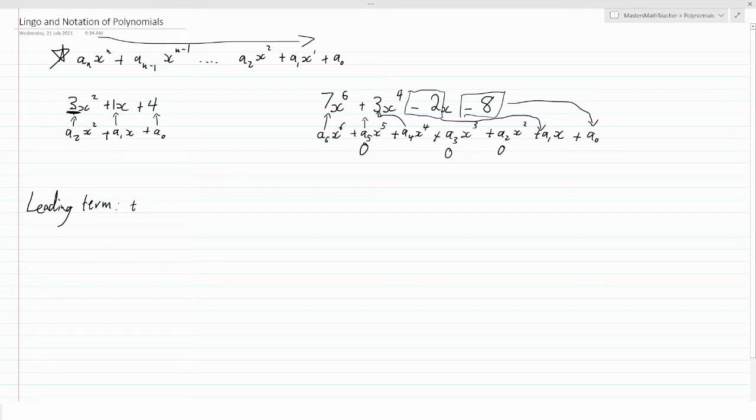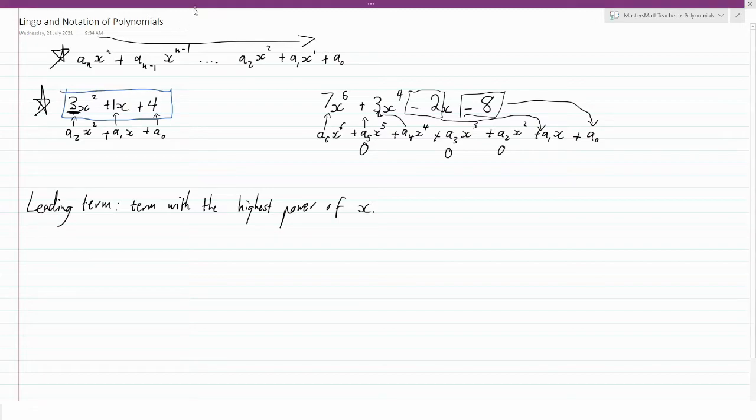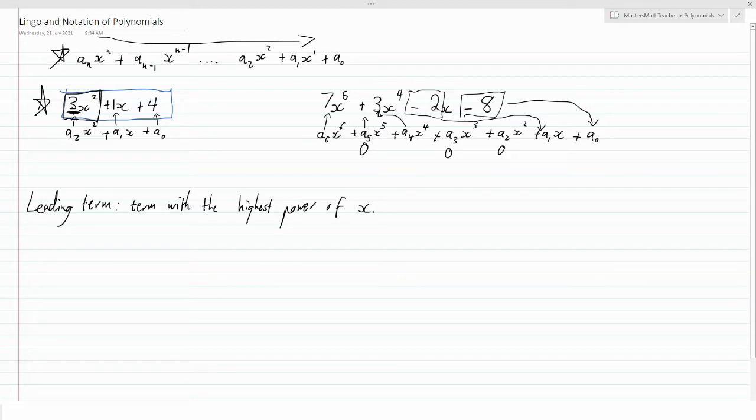So it is the term with the highest power of x. Okay, so our leading term of our blue equation, I'll highlight it in blue so that we can really identify the difference. Our leading term here is going to be 3x squared. Okay, that is our leading term. In our green equation, the leading term is again our first one, 7x to the 6.